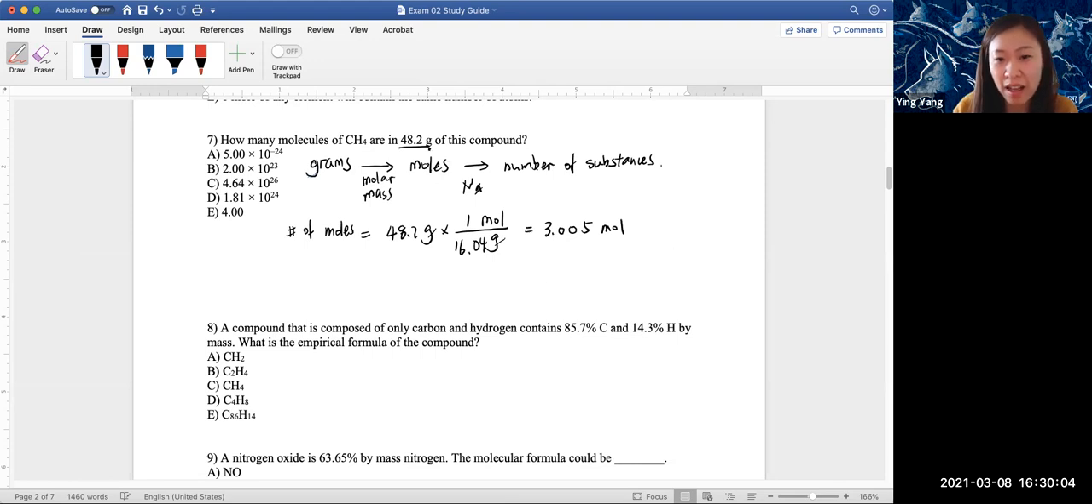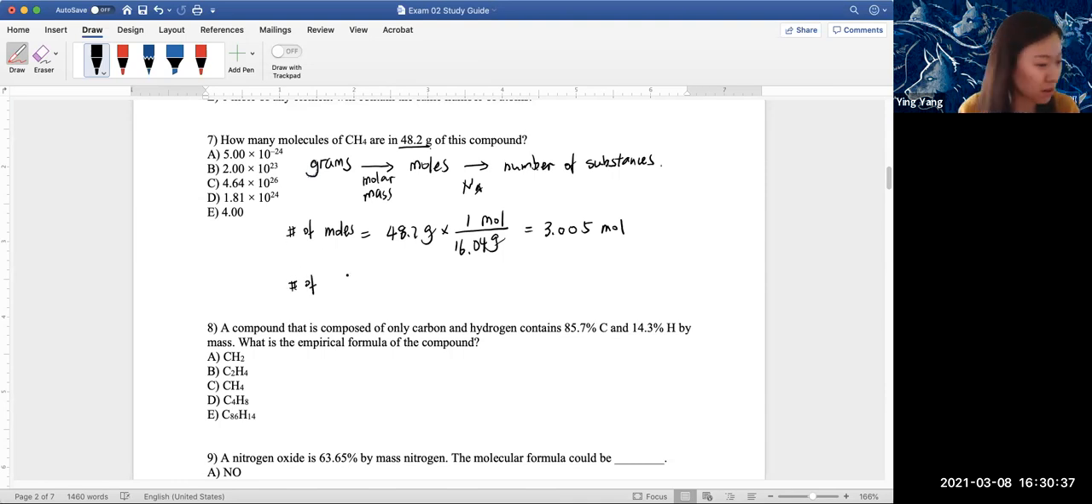Okay, now after finding the number of moles, we can find the number of substances by multiplying it by Na, which is Avogadro's number. Again, you go to this equation sheet and you can find Avogadro's number from the bottom of the middle part of it. The third column, fundamental constants, and the first one is Avogadro's number. So know where to find all the information that you need.